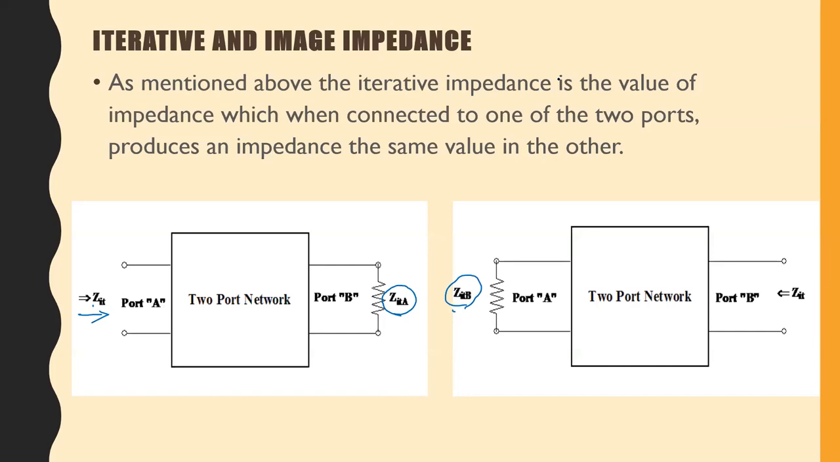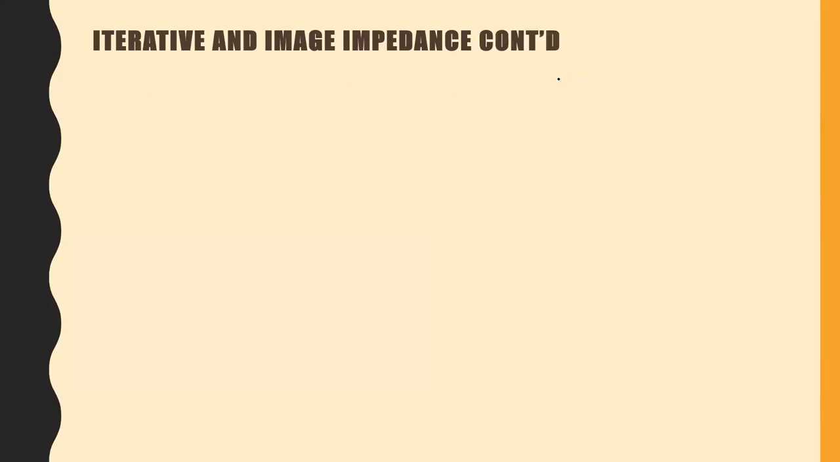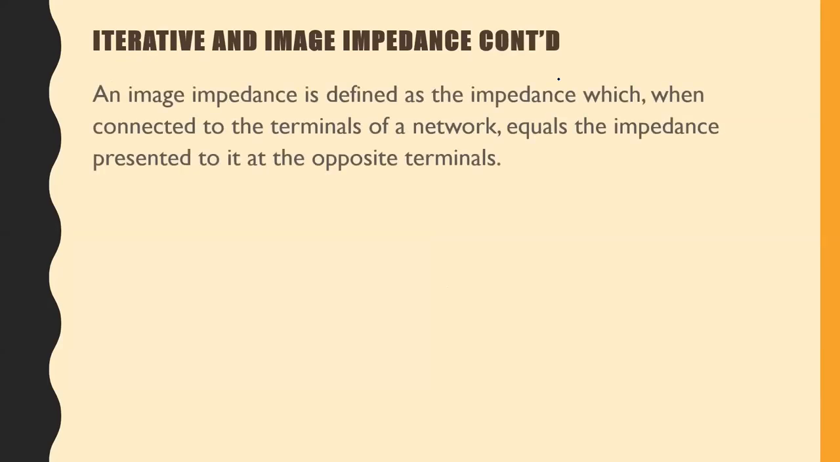All right. So we have now looked at iterative impedance. So let's look at what we call the image impedance. And this one is not as easy, but anyway. The image impedance we define as the impedance which, when connected to the terminals of a network, equals the impedance presented to it at the opposite terminals. Now, here is the confusion. But write that first, and then I will try to give you some clarity by talking about some numbers.